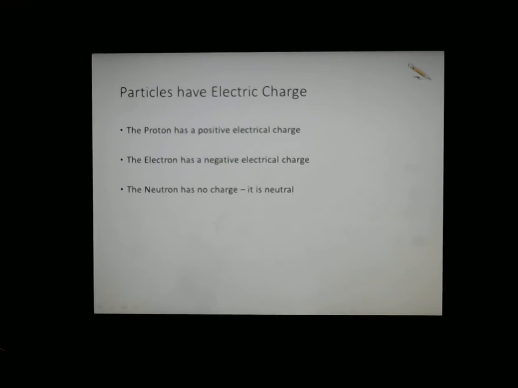Now, these particles that we're going to be talking about have a property called electric charge. And you might recognize they're connected with electricity, and they are. We'll talk about that in term 3. However, something to keep in mind, to understand what electrical charge is, it's kind of like magnetism. And if you take physics, then you'll learn about the connection between electricity and magnetism.